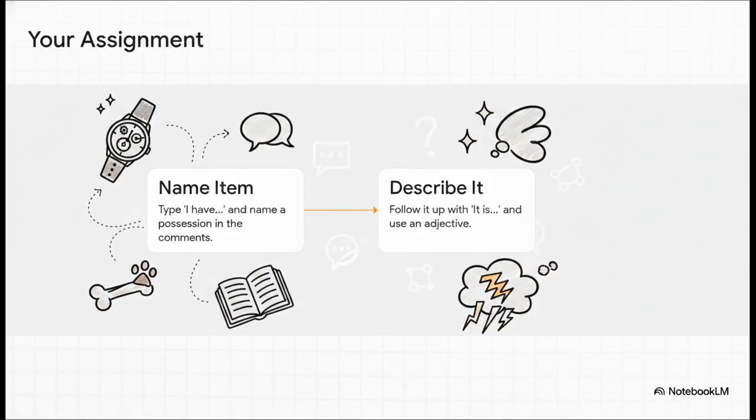Before you go, I've got a tiny bit of homework for you. The absolute best way to lock in what you've just learned is to use it right now. Step 1. Pick a possession of yours and type I have and name the item in the comments below. Step 2. Follow it right up with it is or they are and give it a great adjective. So for example, I have a watch, it is silver. Or I have 2 dogs, they are energetic.